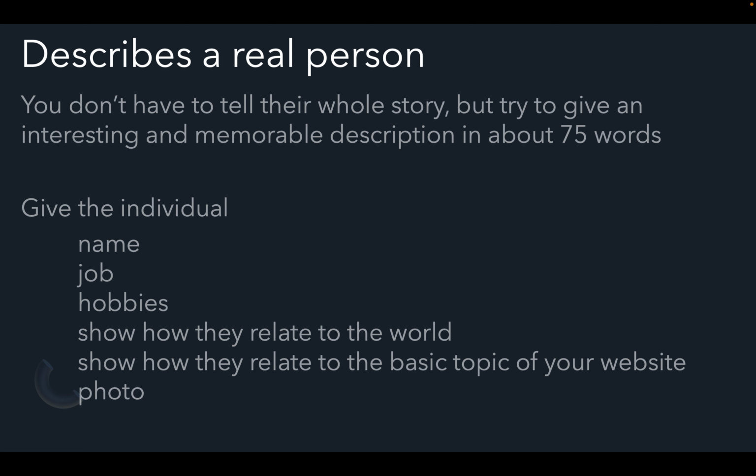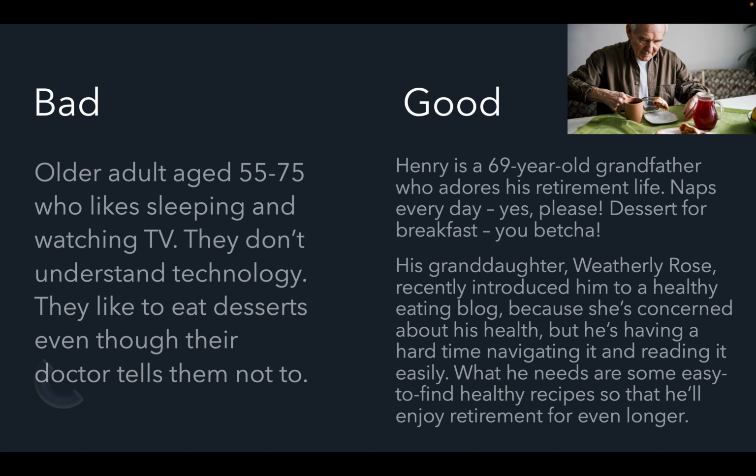Okay, so I'm going to now have to put this into a paragraph, and I'm going to flip over to the next slide, and the first example is a poor example. It's a consumer profile, but it could be much better. And then on the right hand side, you'll see a good example. Okay, so the poor example. Older adult age 55 to 75 who likes sleeping and watching TV. They don't understand technology. They like to eat desserts even though their doctor tells them not to.